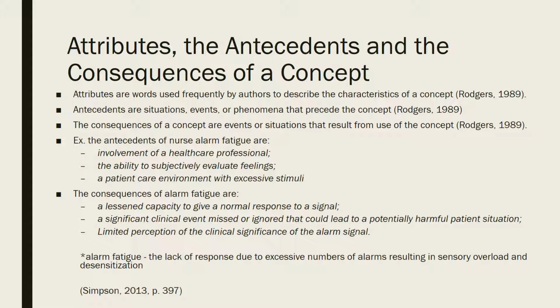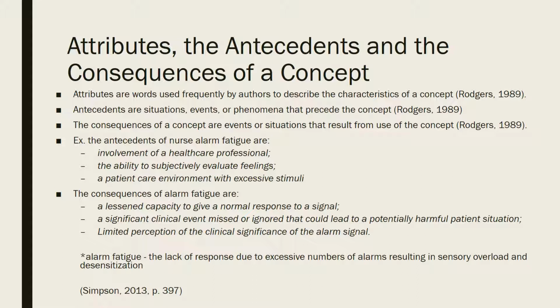Attributes, antecedents, and consequences of a concept. Attributes are words or expressions used with frequency by authors to describe characteristics of a concept, according to Rogers. Attributes constitute a real definition as opposed to a nominal or dictionary definition, and it is what makes the concept unique. Concept analysis seeks to identify attributes that define the concept, according to Wills and McEwen. So it's something that makes it specific. Antecedents are understood as situations, events, or phenomena that precede the interesting concept.